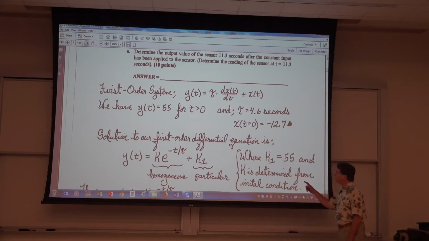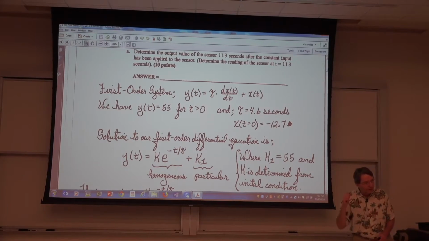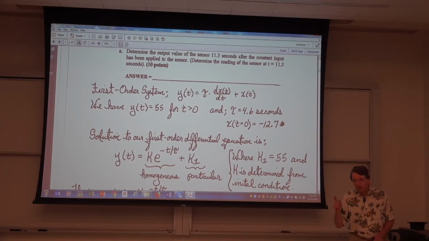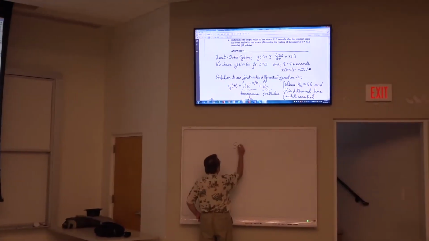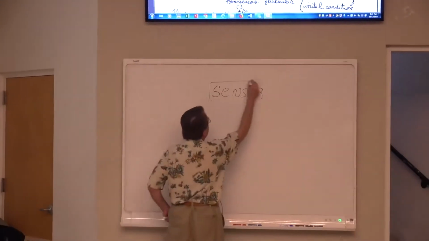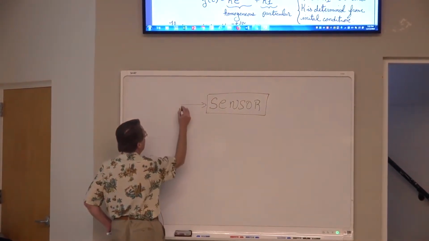Since it's a first-order system, I know that the output y of t is tau times dx dt plus x of t. Now, y of t, oh, you know what, my colleagues? Please forgive me. May I write something on the board here? It's not that it's incorrect, but the notation is different than what I've done.